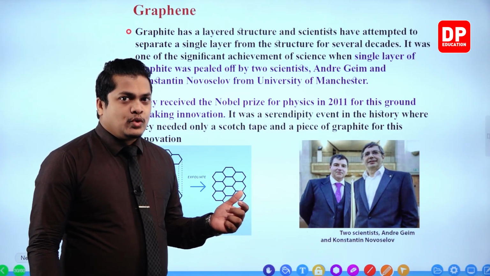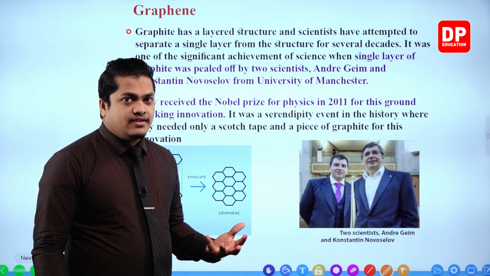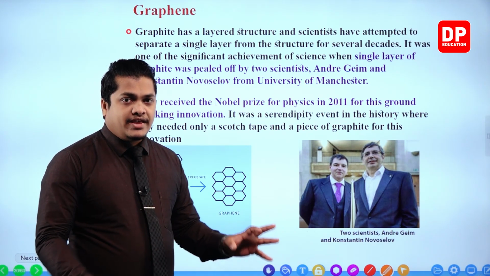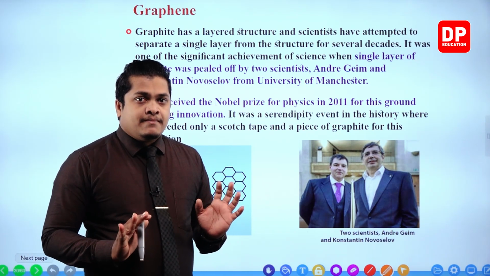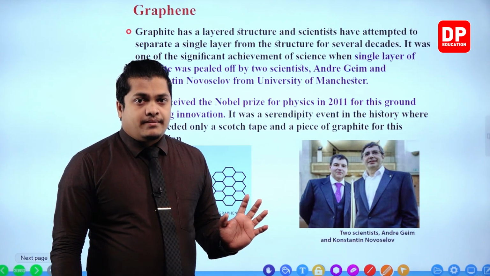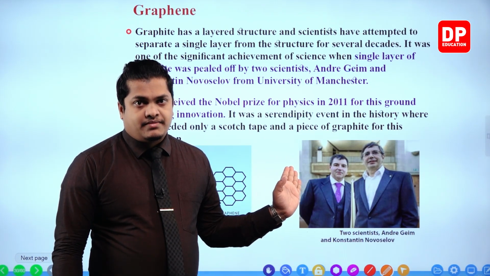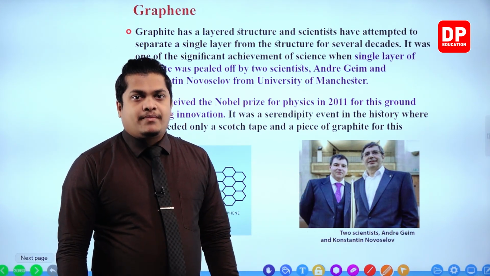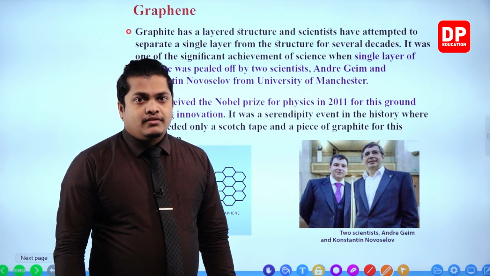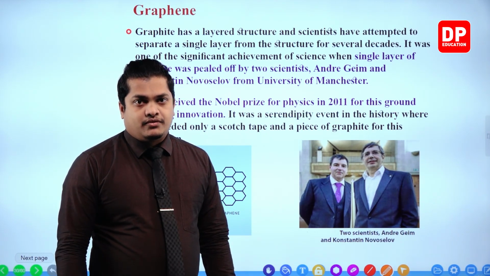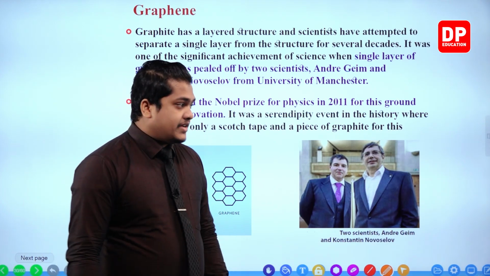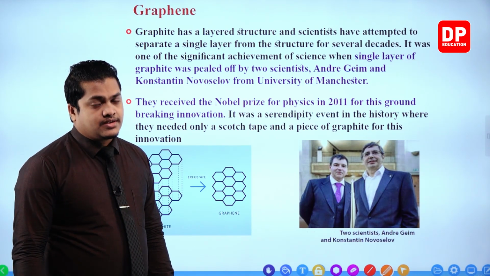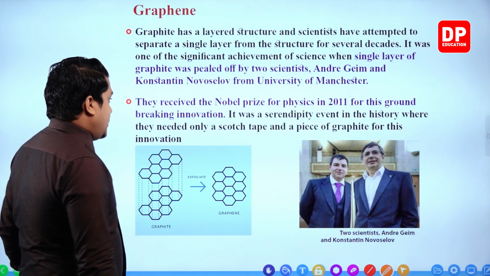However, the application of these graphene layers is very, very wide. When we take nanomaterials, mainly we take nanomaterials which are made up of graphene, my dear children. So the applications are immense. So they took the Nobel Prize for this innovation in 2011. So this is about graphene then. A layer of graphite, one certain layer of graphite.